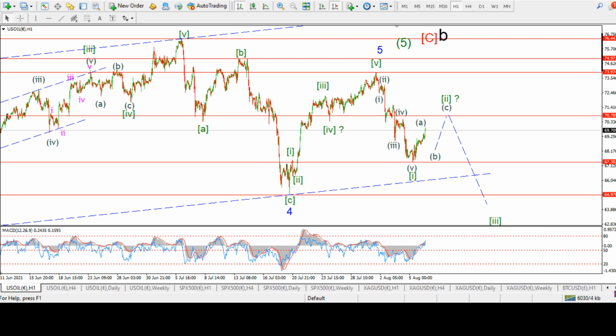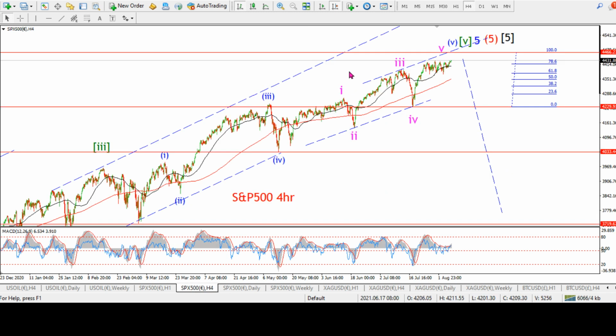Let's move on. We got the S&P, the 4-hour S&P. Looking again at this kind of ending diagonal pattern for wave 5 in blue of wave 5. You can see 3 waves up in 1, 3 down in 2, 3 up in 3, 3 down in 4, and then we should expect 3 up in 5.